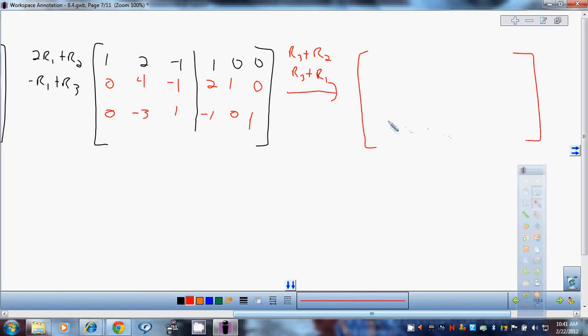Third row doesn't change: 0, -3, 1, -1, 0, 1. All right, adding that to the second row, you get 0, 1, 0, 1, 1, 1. Ooh, that looks nicer. Adding the bottom row to the top row, you get 1, -1, 0, 0, 0, 1.